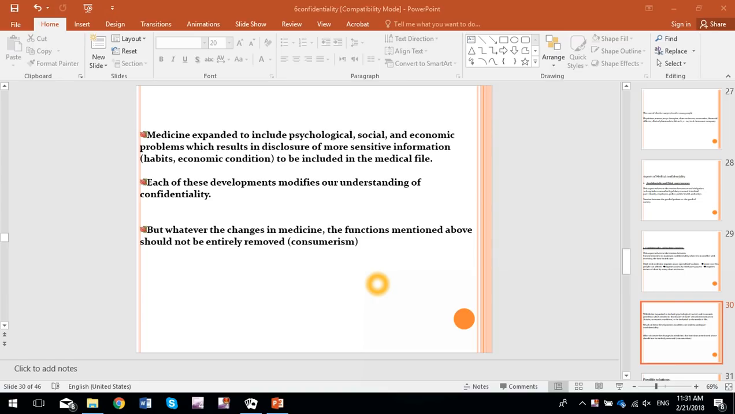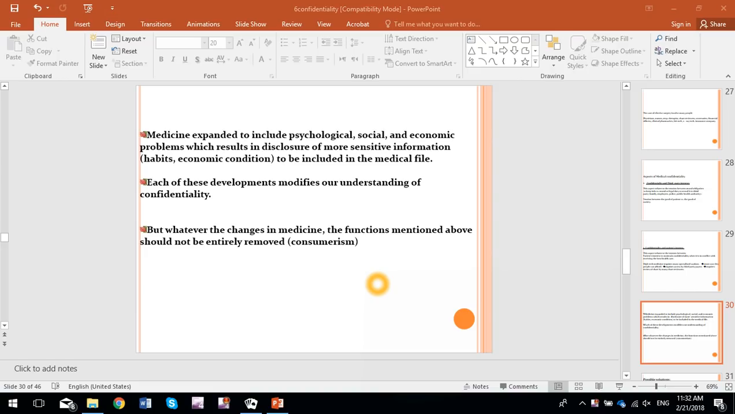Each of these developments modifies our understanding of confidentiality. Should all this information taken be confidential? This is the modification that appeared due to the expansion of medicine to include all these components. But whatever the change in medicine, the function mentioned above should not be entirely removed.